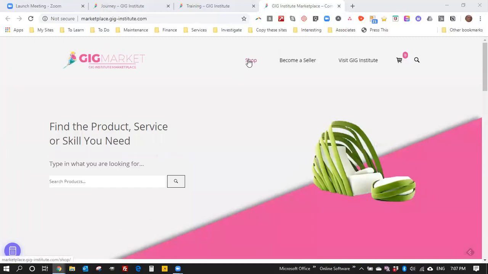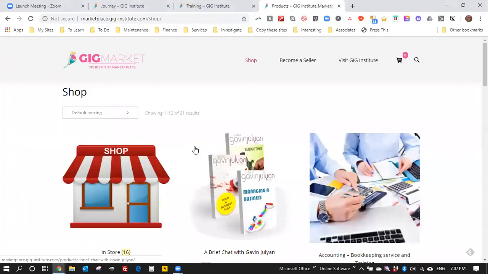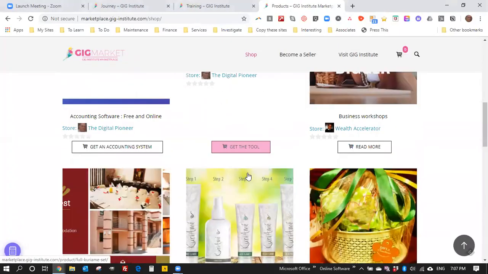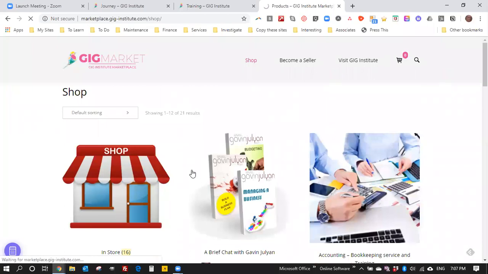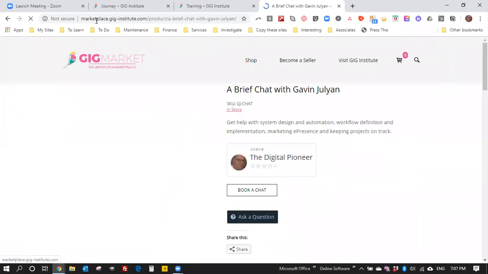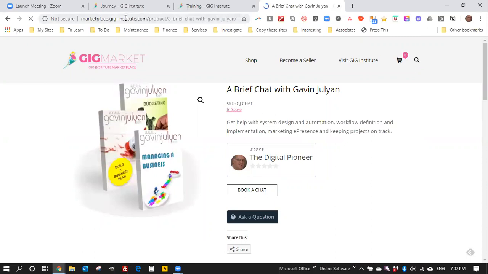Now, on the market, you can actually just shop. In other words, what it does is simply list all the products. Each of these products, if you go into them, and I'm just going to go into my one over there, actually has its own URL. In other words, you can market a specific product from your store with its own URL.